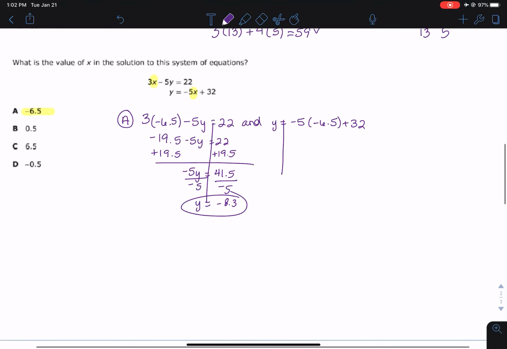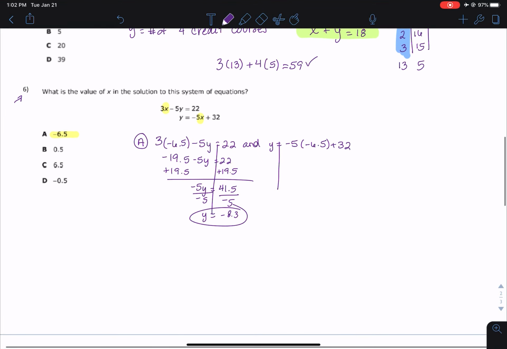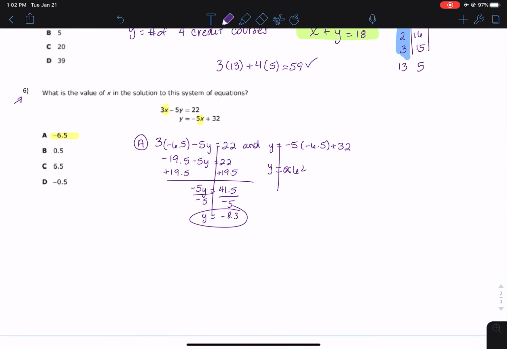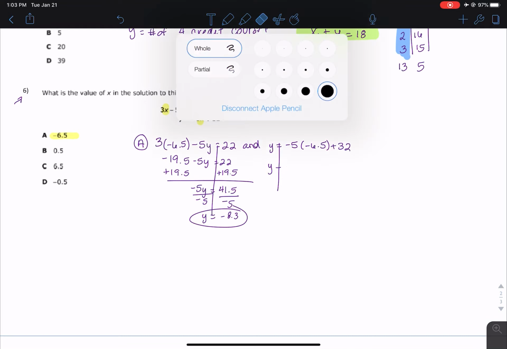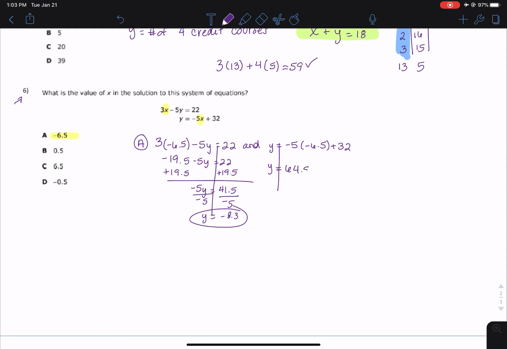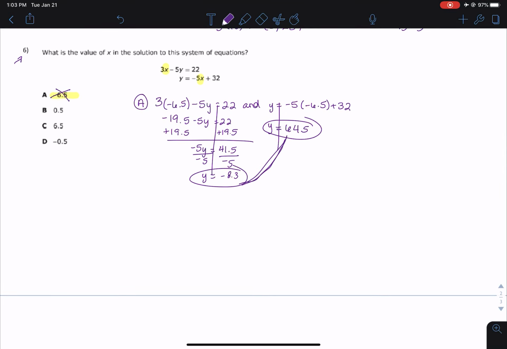Okay, now when we work the second one, we have negative 5 times negative 6.5 plus 32. Oh, that's wrong. That's wrong. Sorry. It is 64.5. Y equals 64.5. Okay, but these two answers for y are not equal. So A is not the answer. So then you would try B, and if B didn't work, you try C. If C didn't work, you try D. I know that the answer is C.